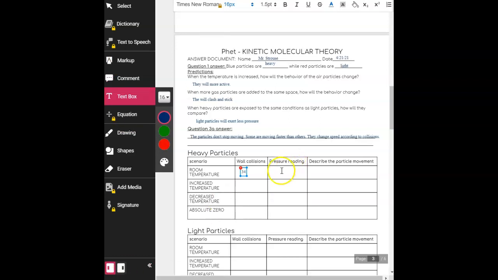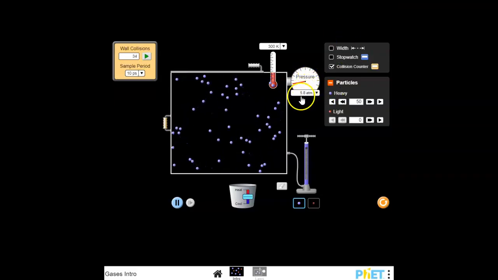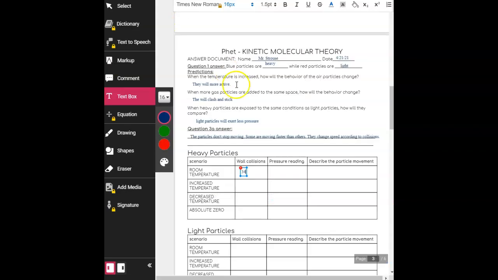Now it says it wants a pressure reading. We come over here, we read the pressure. It says 5.8 atmospheres of pressure. We learned that last class. That is our most common unit for pressure, an atmosphere of pressure. At room temperature, standard temperature and pressure at sea level is 1 atmosphere of pressure. And then it says describe the particle movement. We really have nothing to compare it to, so we'll just say the particles are moving. We'll compare that later. We've only had 1 so far.